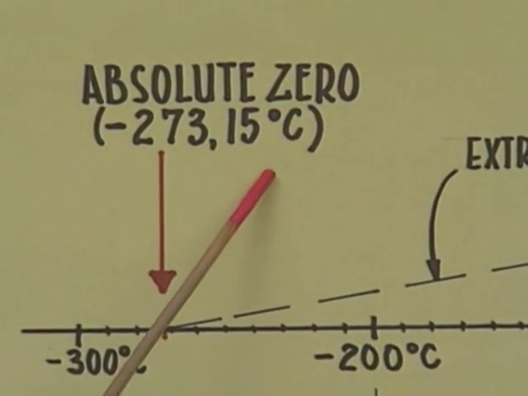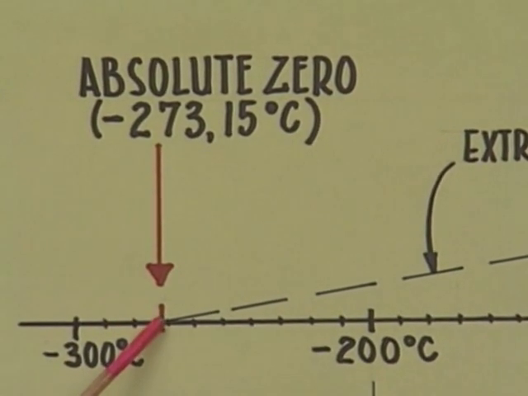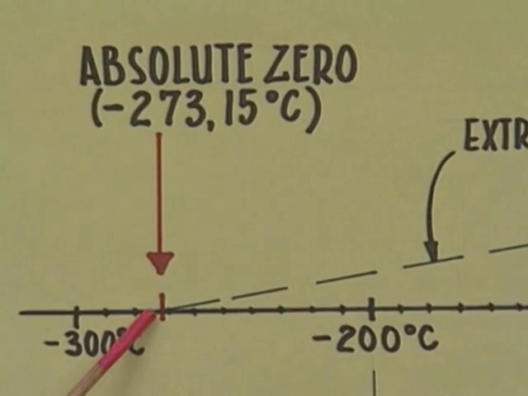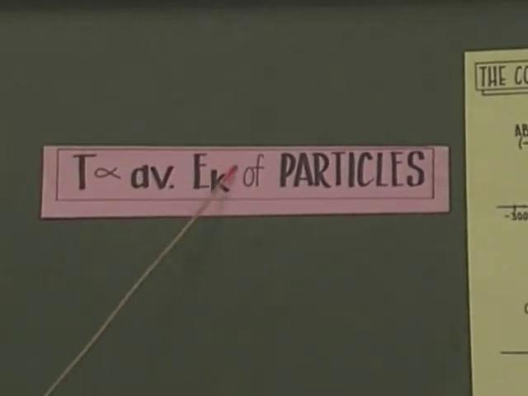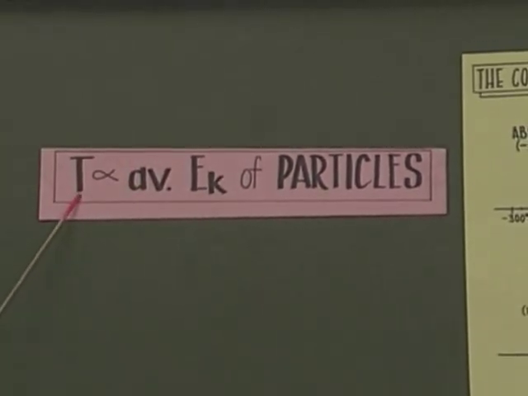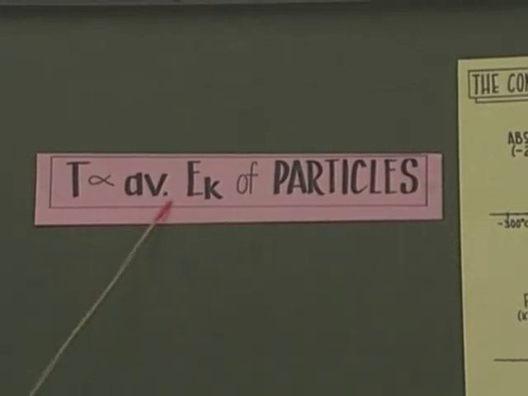Why is this the absolute zero? Well, the pressure at this point will be zero, which means the particles are not colliding with the surface of the container any longer, which means they are motionless. And that means that the average kinetic energy of the particles must be zero, and therefore the temperature must be zero, because temperature is defined as being directly proportional to average kinetic energy.